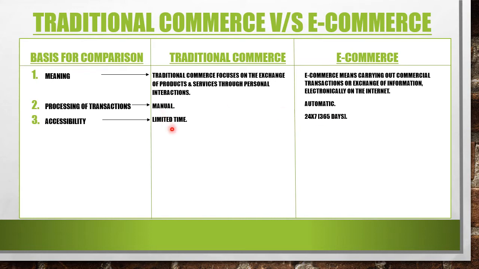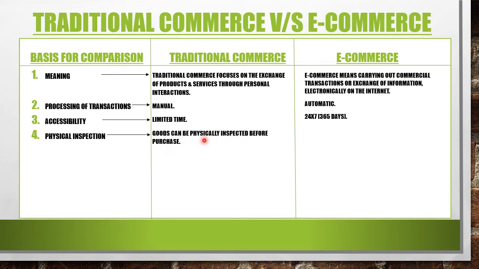But in case of traditional commerce, it is not like that. It has a time limit. Then the next one is physical inspection. Physical inspection means, if you want to buy any product, you can inspect it. If you want to inspect that product, whether it is good or not, you can do that in traditional commerce. But in e-commerce, it is not possible. So in traditional commerce, goods can be physically inspected before purchasing.